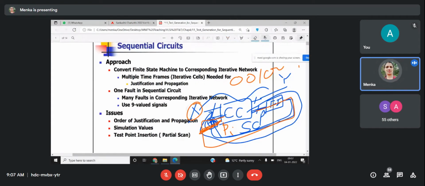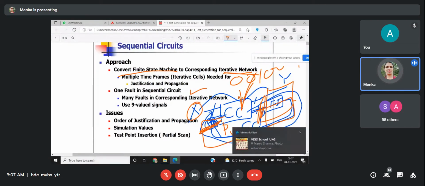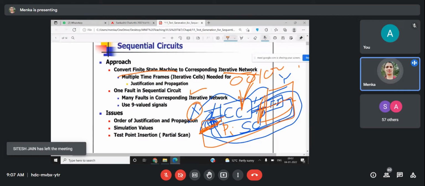So what approach will we be using for this? We'll be converting the FSM, finite state machine, to the corresponding iterative network. How can we do that? We'll break from here, right? And we'll make multiple copies of this combinational circuit, and we'll place all these circuits over here, and this will keep on repeating, right? So now we can justify, we can propagate. Okay, so if there was a single fault in the sequential circuit, it means there is a multiple set of faults in the iterative circuit, right?